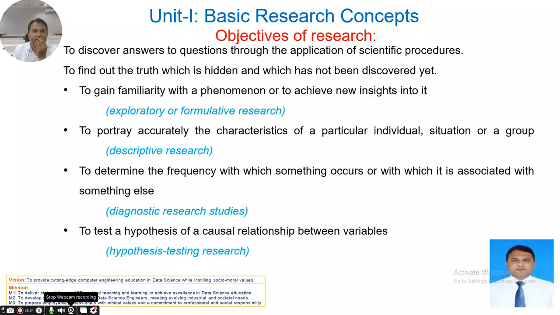To describe characteristics accurately. For example, students' performance falls under descriptive research, or studying customer behavior also falls under descriptive research. To determine the relationship, research helps to identify whether one factor is related to another factor. For example, whether social media use affects academic performance.